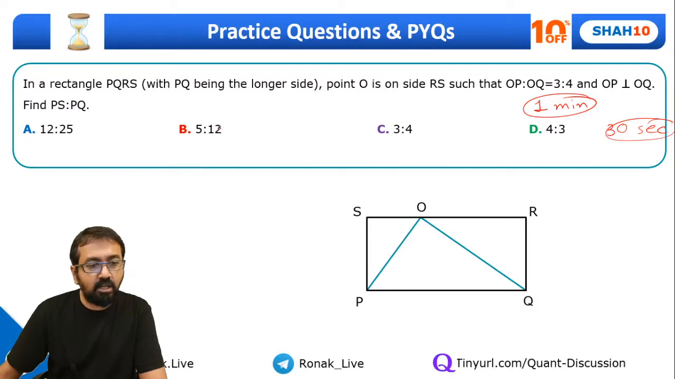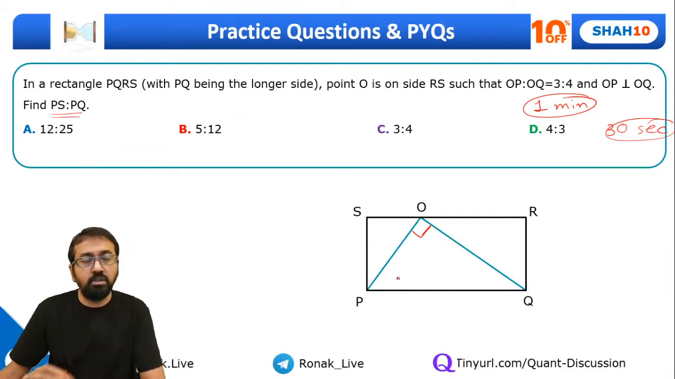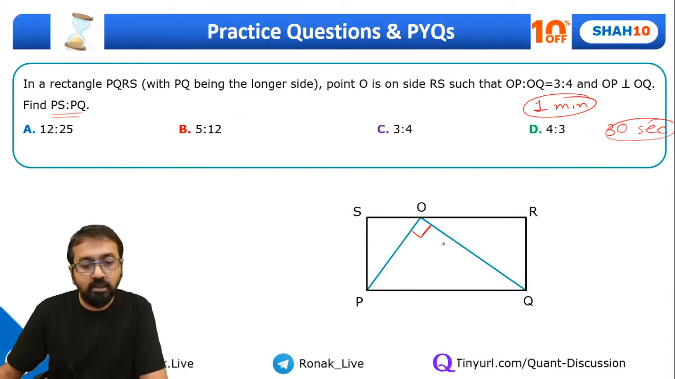PQRS is a rectangle, PQ being the longest side, of course, and point O is on side RS such that OP is to OQ is 3:4. So this OP is to OQ is 3:4, and OP is also perpendicular to OQ. So yes, these two are perpendicular to each other, and you need to find out the ratio of PS and PQ. That means you need to find out the ratio of longer side and shorter side. So how can we do it, guys? Think for a while and let me know what will be this ratio. In fact, I think we are going to get some possible ratio over here.